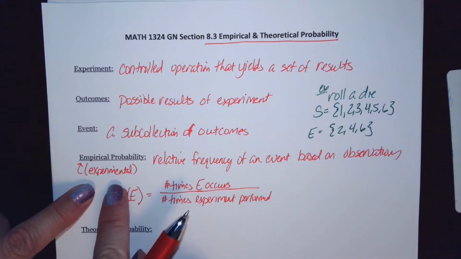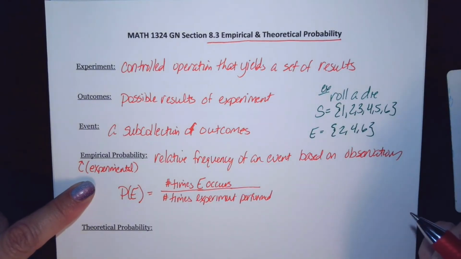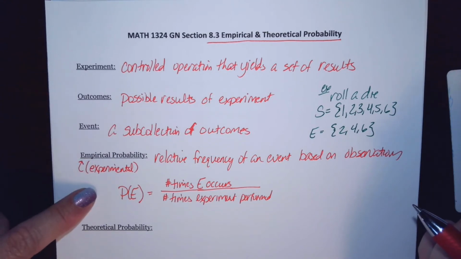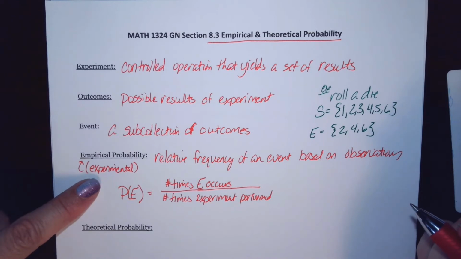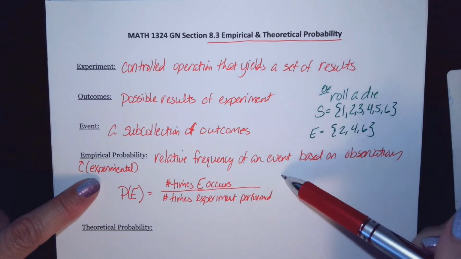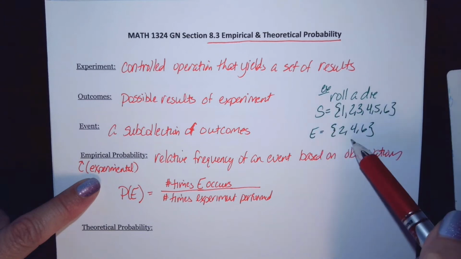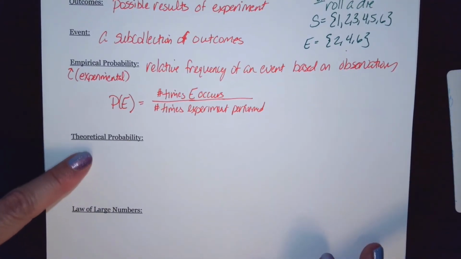But experimentally, I could roll a die 10 times and never roll an even number, and then my empirical probability would be 0 out of 10. Or maybe I rolled the die 10 times and 9 times out of 10 it rolls even. Well, then my empirical probability would be 9 out of 10 instead of what we expect theoretically. And that leads us into our other type of probability statement.